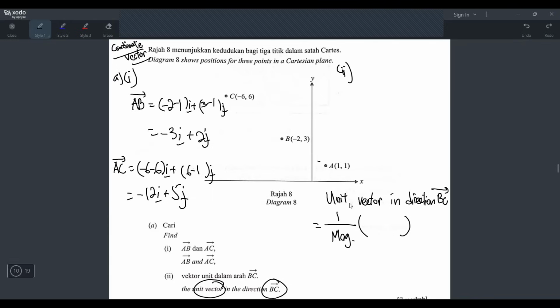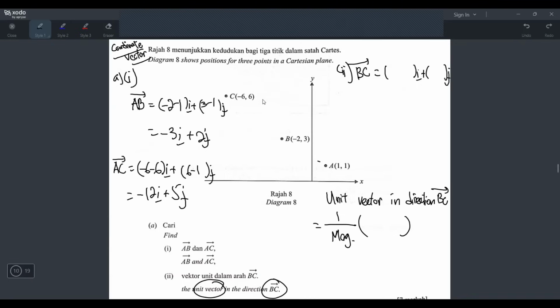I repeat one more time. The formula for unit vector is 1 bahagi magnitude darab dengan vector in terms of ij. That's the formula. That's why I leave all this empty space, because I need to find the magnitude first. But before you find magnitude, you need to have the vector BC first, because now you don't even have the vector BC. So let's find the vector BC dulu. And how to find vector BC? Okay, it will be definitely in terms of ij also, because everything is in coordinate form, right?